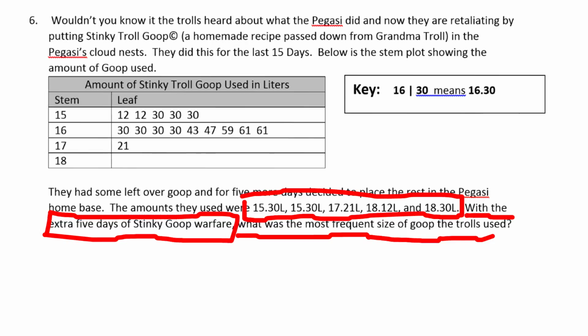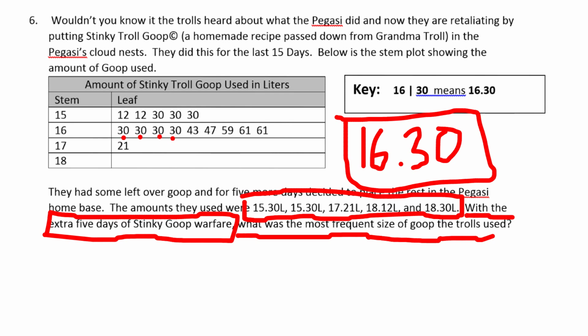Well, excellent. If we were to look at this graph right now before we entered those values in, what we would see is that the most frequent size of troll goop that they use would be here in the 16. And that value would be 16.30, because you have the stem of 16 and you have 30 for each of the decimal values or the leaf values. So right now that would be the most frequent size of goop the trolls use.